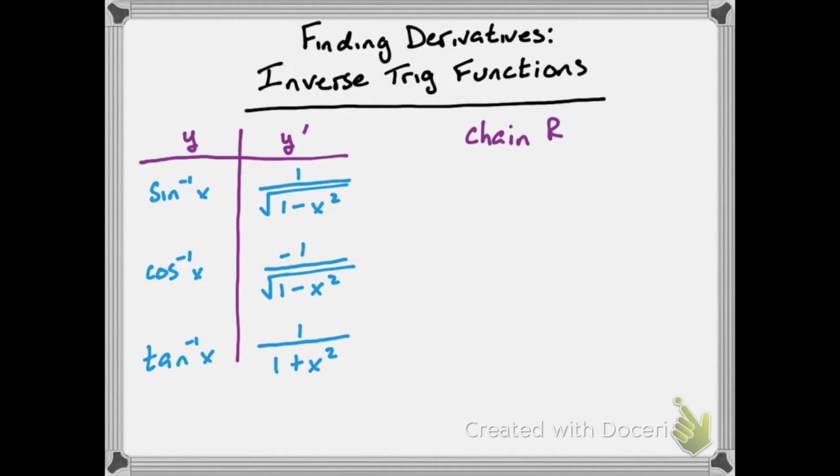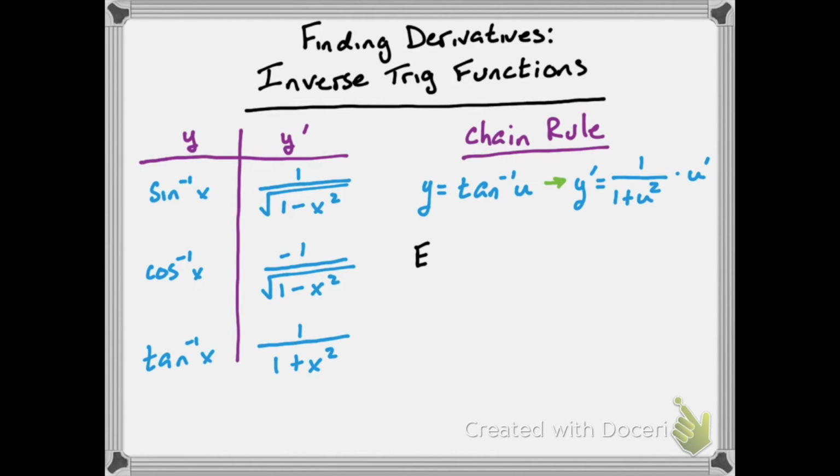As always, we want to be careful how the chain rule interplays. So, for example, if we had tangent inverse of u, the derivative of that function would be 1 over 1 plus u squared, but then we have to finish the chain rule and multiply by the derivative of u.